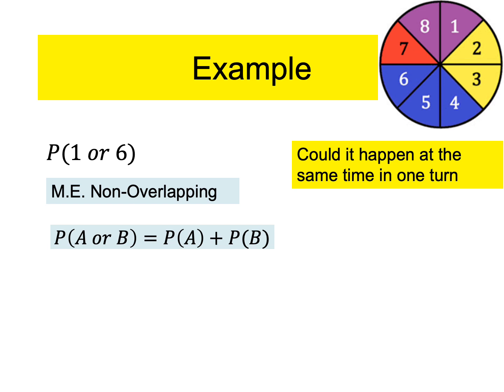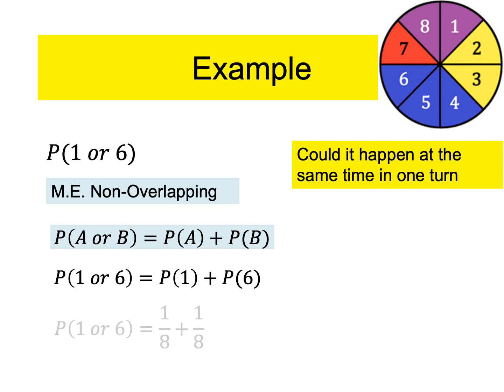All right, so let's see. Probability of A plus probability of B. Well, we have two events there, 1 or 6. So that'd be the probability of 1 plus the probability of 6. Well, how many 1s are there? 1. How many 6s are there? 1. How many numbers are there? 8. So probability of 1 is 1/8. Probability of 6 is 1/8, and those two added together, 2/8 or 1/4. Okay? So 25% chance of getting a 1 or a 6 on that game.